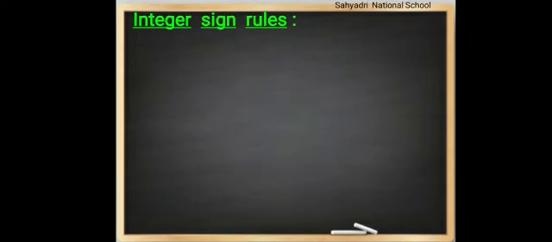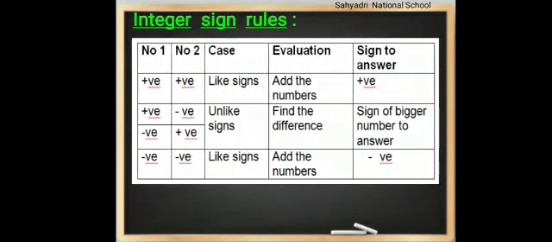Let us see integer sign rules. The slide shows the integer sign rules. If both the given integers are positive, it is like signs case. In this case, we add the absolute values of the integers and give the common sign of both integers to the answer. If one integer is positive and one integer is negative, it becomes unlike signs case. In this case, we find the difference between the absolute values of the integers and give sign of bigger number to the answer.